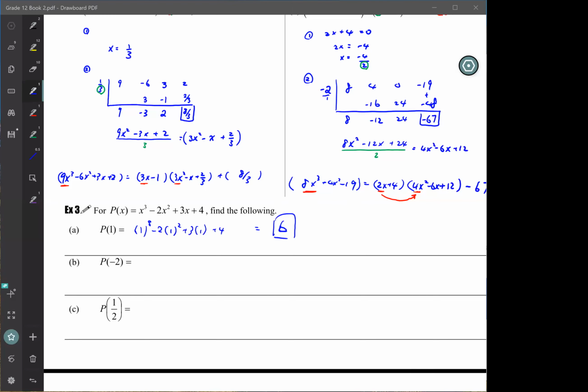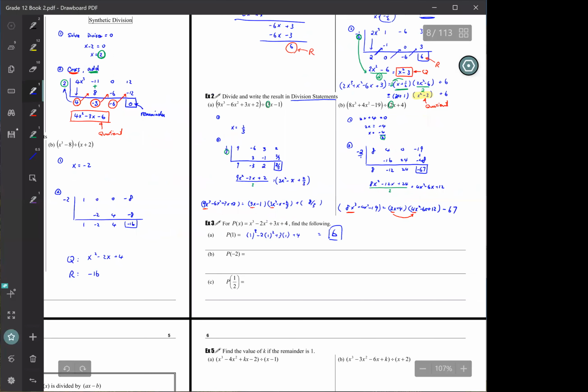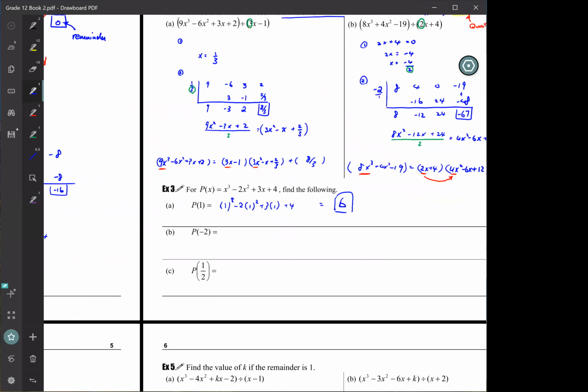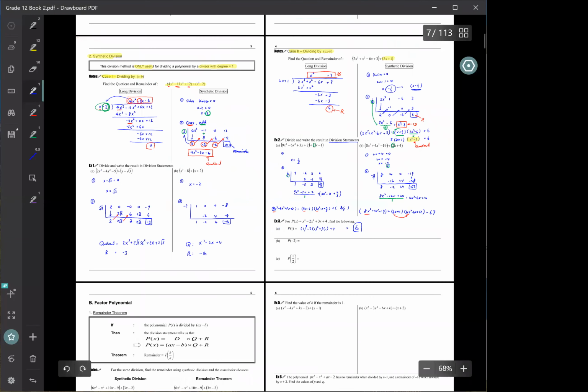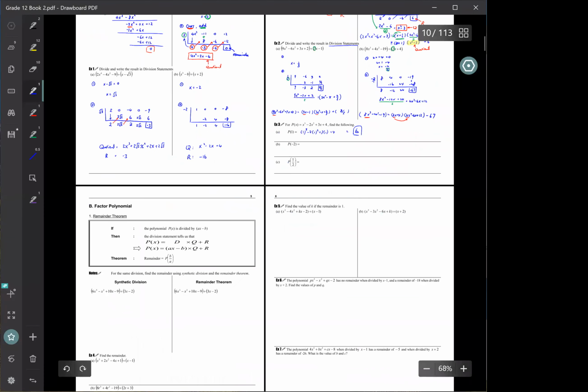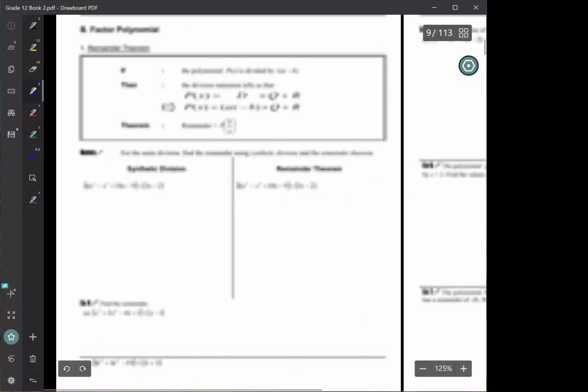Yeah, okay. So now we are going to combine everything we learned so far, synthetic division and the function p of x, and then together we are going to learn how to factor. Okay, so everything up to now is just trying to build up some skills that you need. Okay, so first thing is called the remainder theorem.